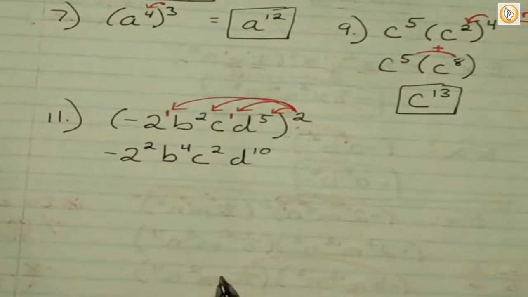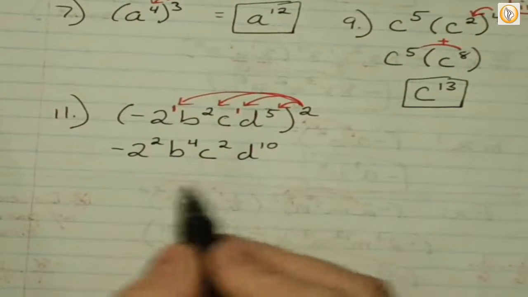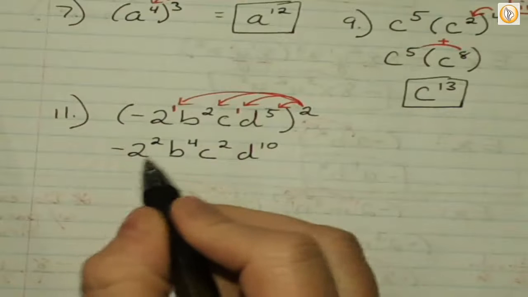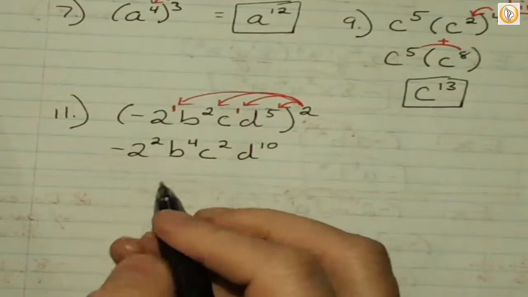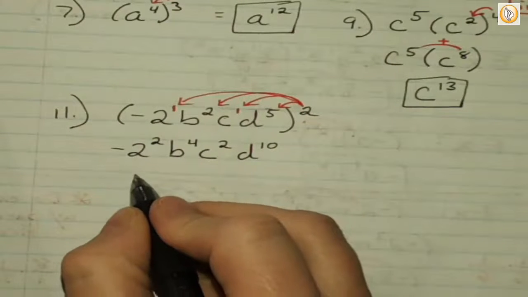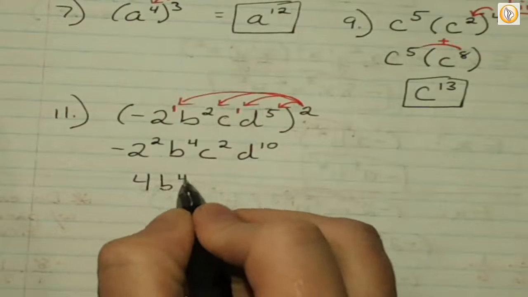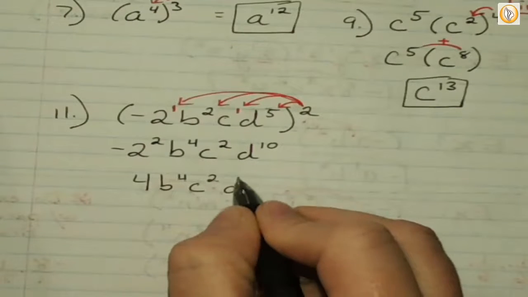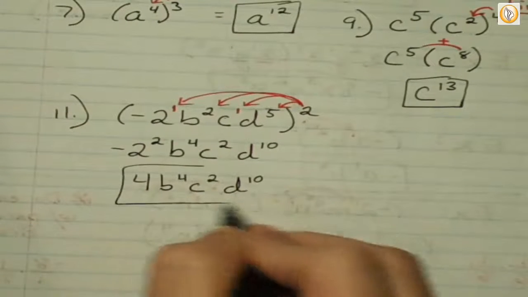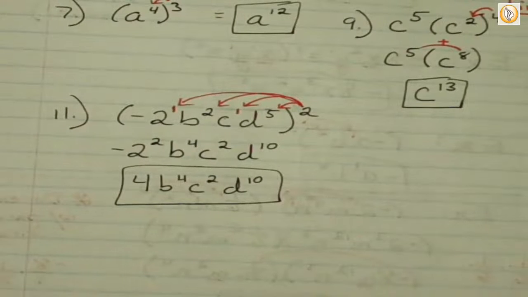There you go. But that's not the answer. We have to fix this. So negative 2 to the 2nd power is what? 4. Positive 4. Very good. The rest of these cannot be combined with anything, so we just rewrite it, and we're done. Good job. Any questions?